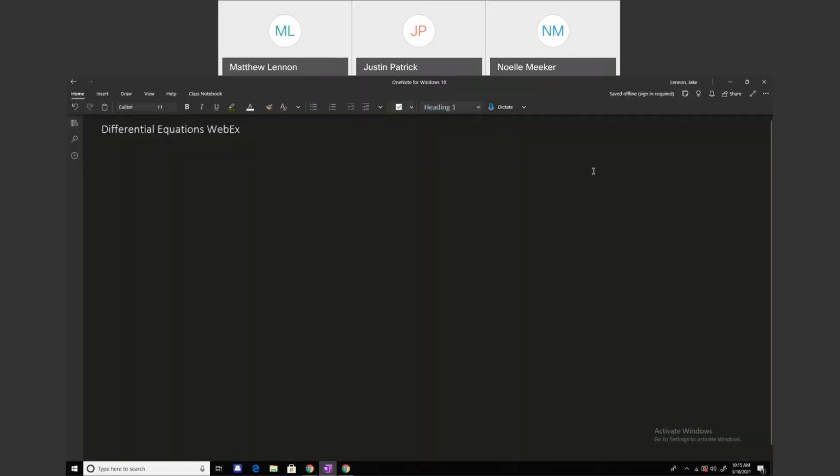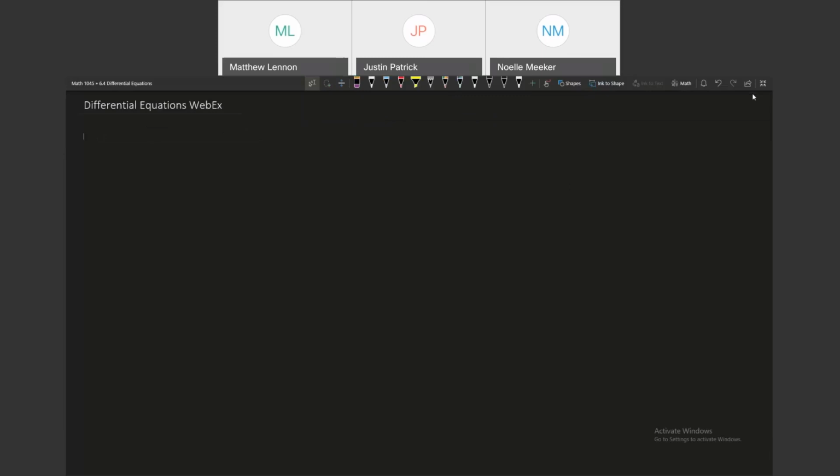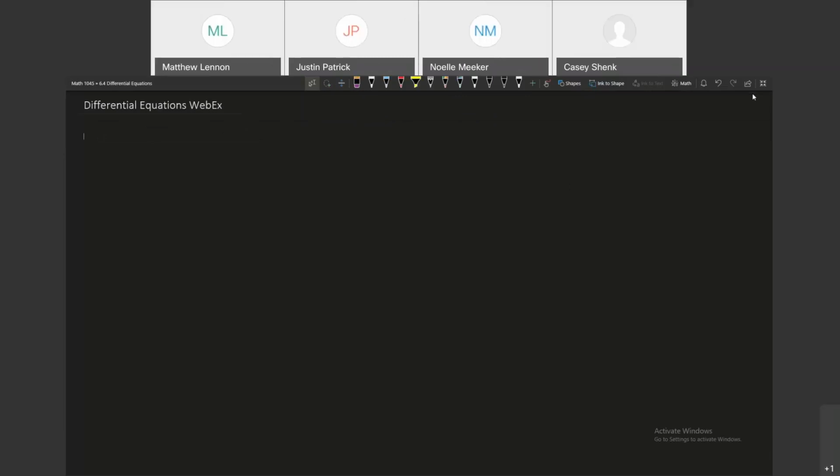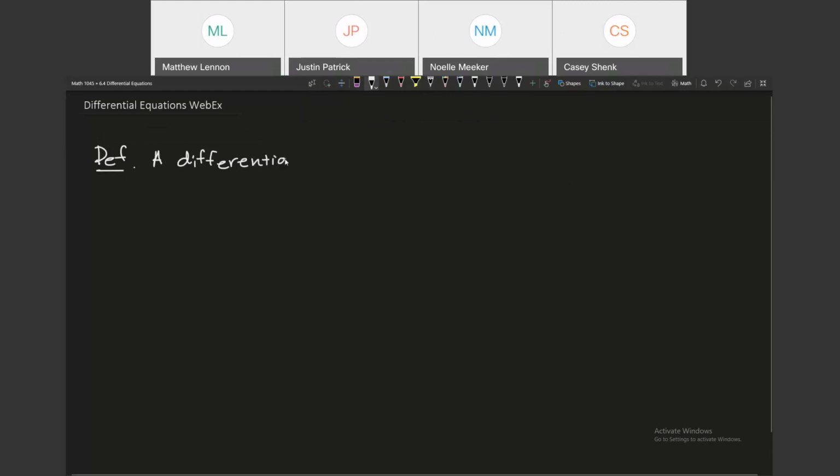Okay, so we're going to look at differential equations today. So let's just go ahead and get started. A differential equation, or sometimes I'll abbreviate it by DE, it doesn't really happen too often, but is any equation involving one or more derivatives.